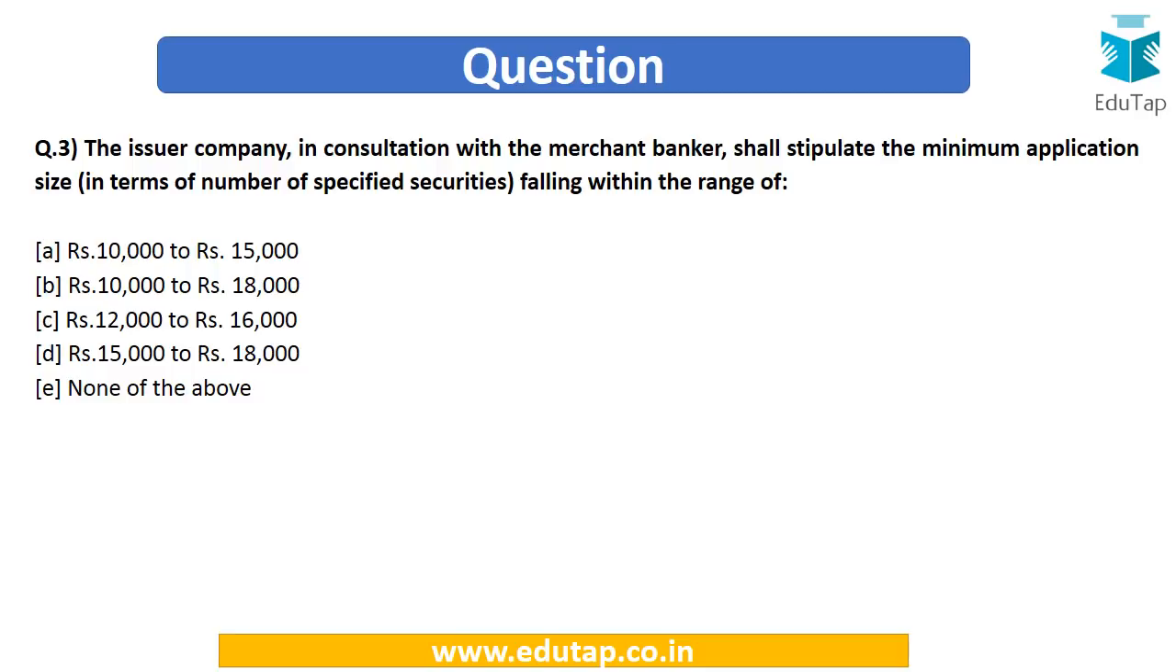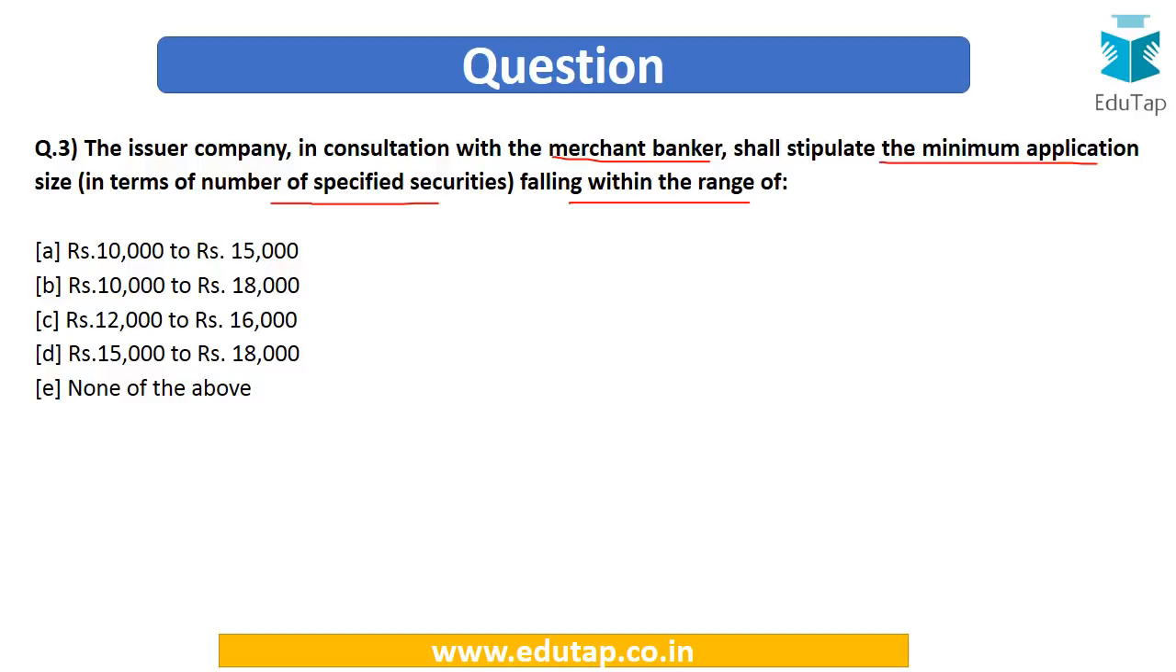The issuer company in consultation with the merchant banker shall stipulate the minimum application size in terms of number of specified securities falling within the range of. So it is asking the minimum application size should be in the range of. Options are rupees 10,000 to rupees 15,000, rupees 10,000 to rupees 18,000, rupees 12,000 to rupees 16,000, rupees 15,000 to rupees 18,000, or none of the above.